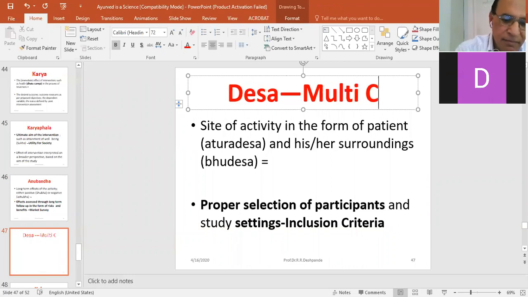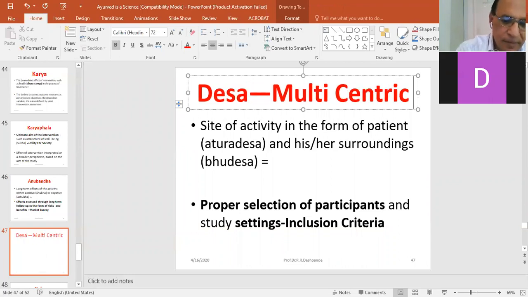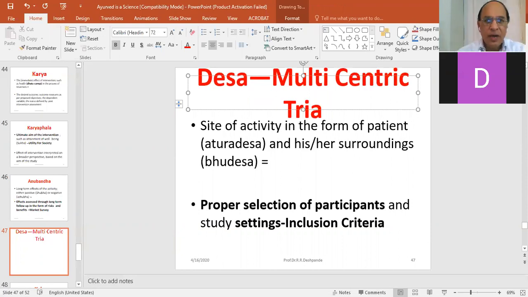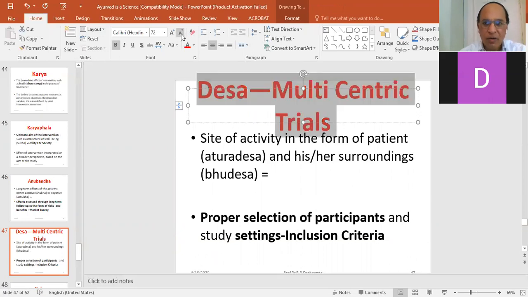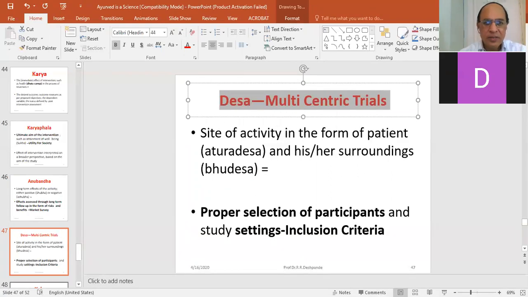Multi-centric trials. These new words you please write down. I know that there is very less time for me. Only 1 minute has left, but we will try to make it out. Okay, you can write down, add corrections. Okay, multicentric trials. So this is that.